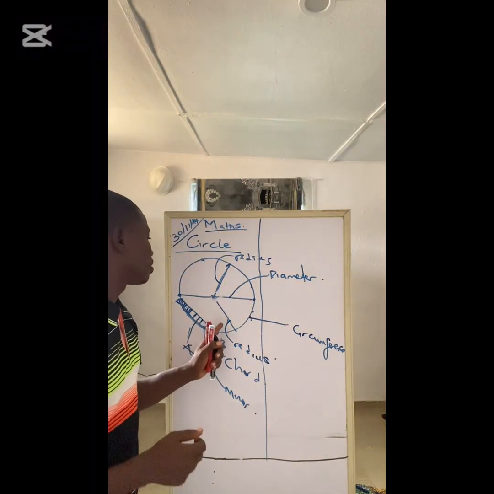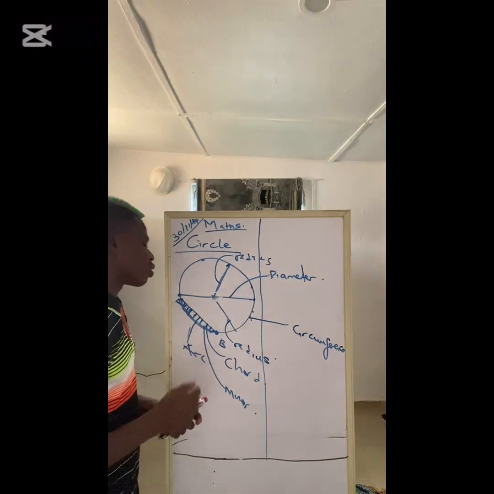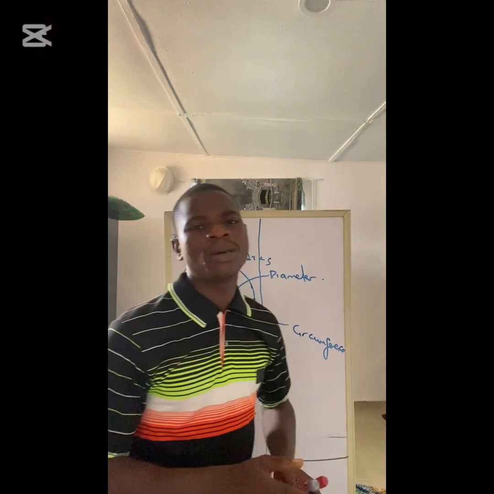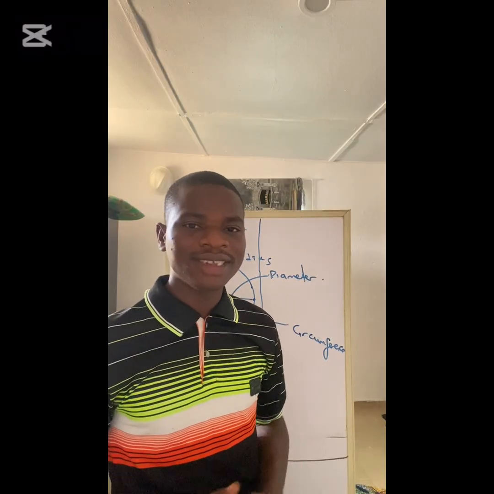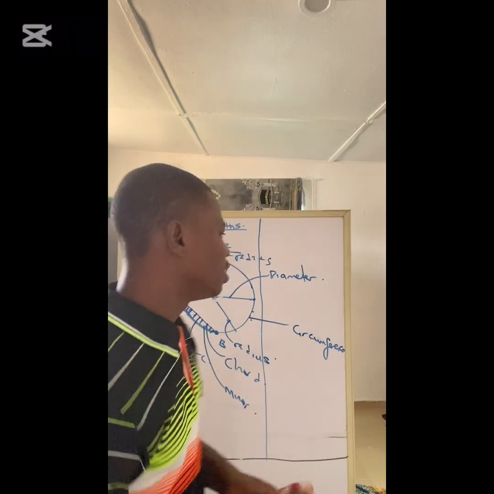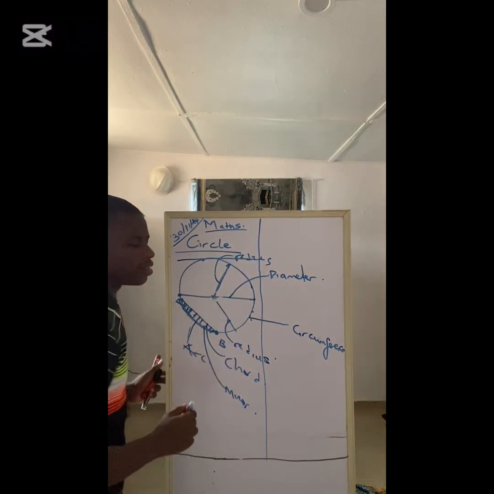We have segments, we have radius, and circumference. These are the key properties of a circle that you need to understand. The next one that you need to understand is the tangent to a circle. A tangent to a circle is any straight line that touches the external part of the circumference.